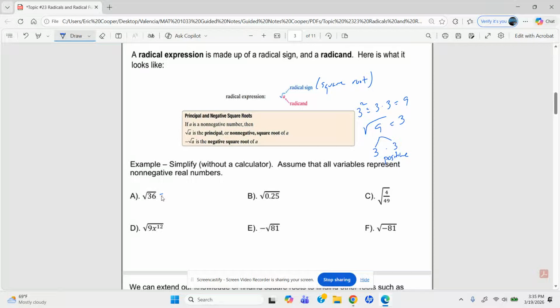The square root of 36 is 6 because 6 times 6 is 36. Even with a decimal, treat it the same way. The square root of 25 is 5. The square root of 4 over 49, we could think of as the square root of 4 over the square root of 49. The square root of 4 is 2, and the square root of 49 is 7.